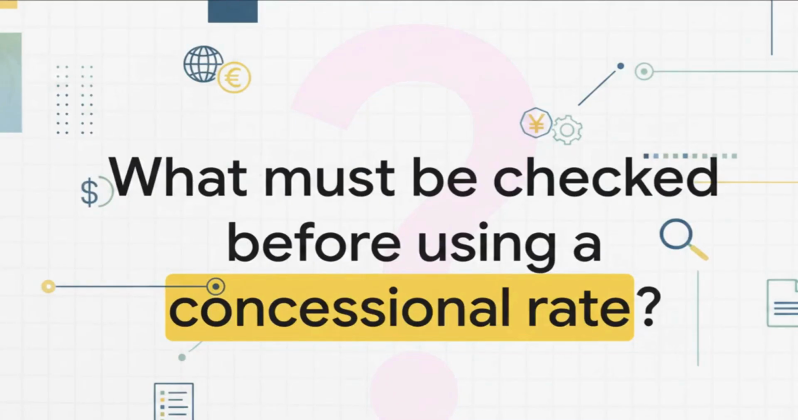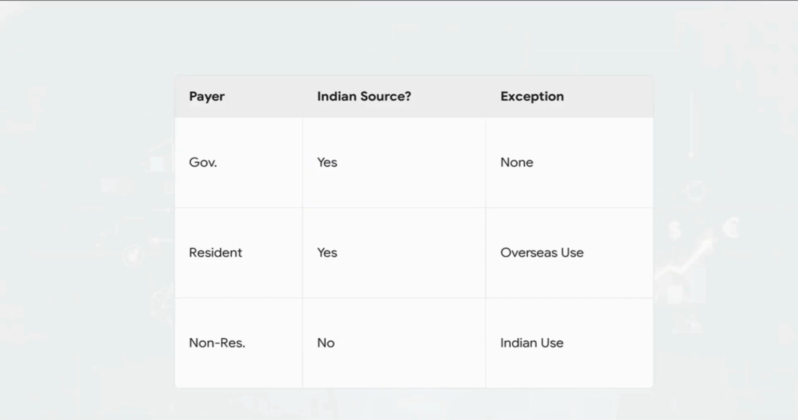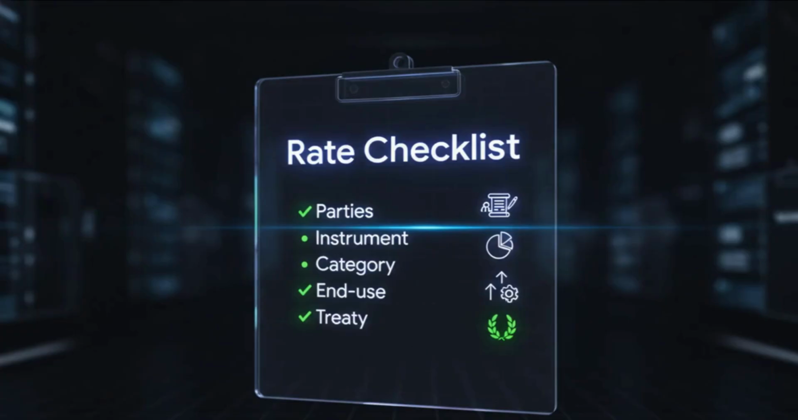Looking at the foreign lender's interest payment, what absolutely must be checked before we apply a concessional rate? Under Section 9.5, resident paid interest is Indian-sourced by default, unless those funds are specifically for overseas business use. So, under Sections 2071 and 393.2, always verify the borrower, lender, end use, and your treaty documents first.